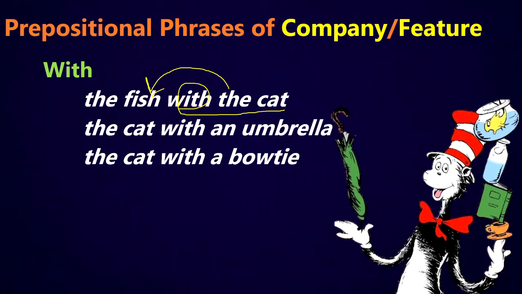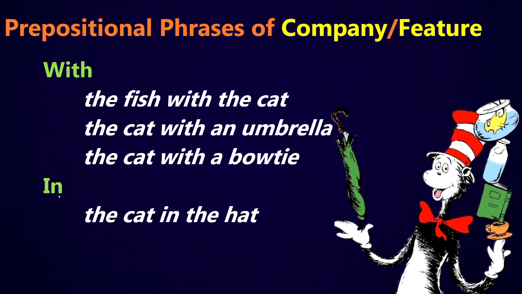Now, if we say the cat with an umbrella, it's describing what the cat has. Right? So he's holding an umbrella. Or if we say the cat with a bow tie, it's describing the cat, and it's telling us what the cat is wearing. So we can use with to talk about two people or things that are together. We could talk about with when somebody or something has another thing or when it's wearing another thing.